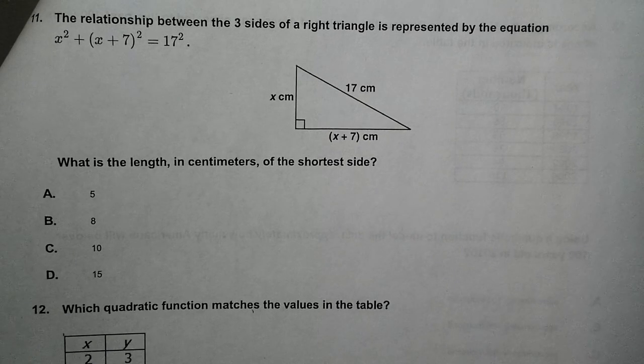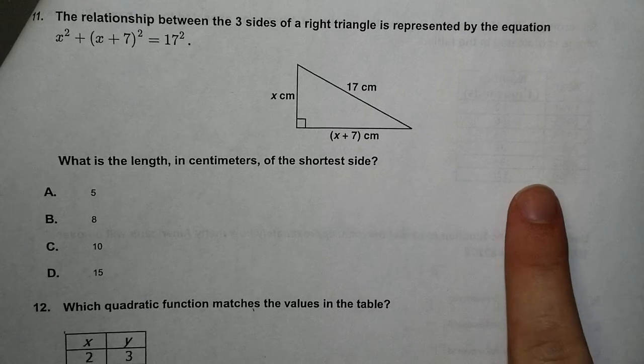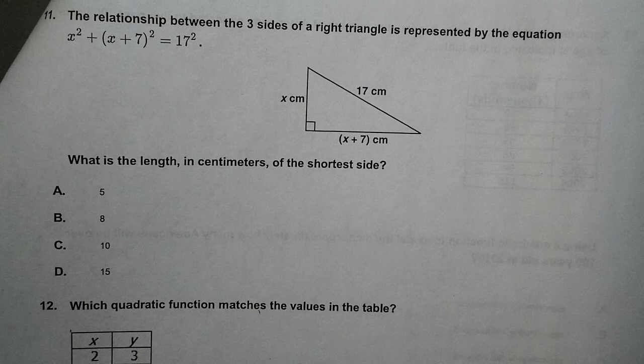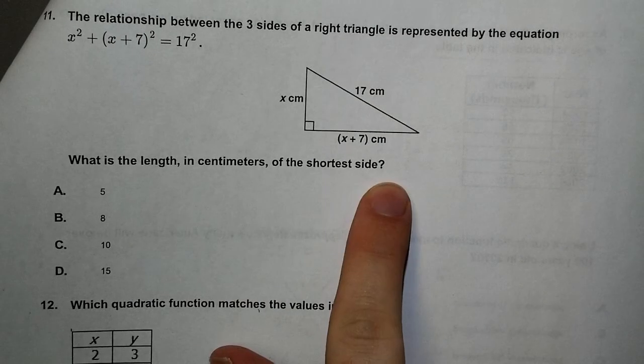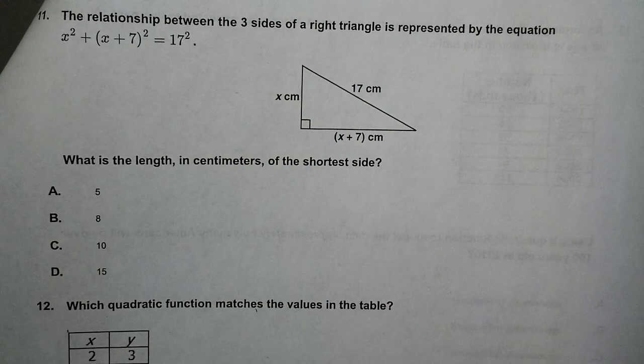All right, number 11 says the relationship between three sides of a right triangle is represented by the equation x squared plus (x + 7) squared plus 7 squared equals 17 squared. This was Pythagorean theorem, all right? Then it says, what is the length in centimeters of the shortest side? So we need to find what x is.